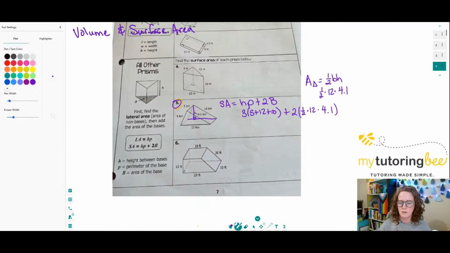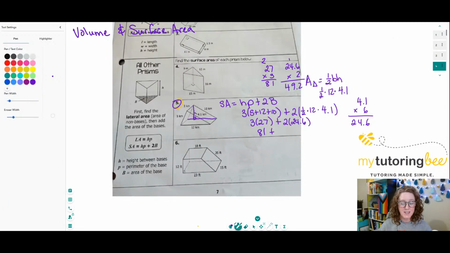So we've got, whoops, not 2, 3 times 27, plus 1/2 of 12 is 6, and then 6 times 4.1, 6, 24, and then our decimal in there. So we've got 2 times 24.6. All right, and then 3 times 27. So I'm just kind of writing this stuff all over the place here because we're just doing this one problem from this page. So that's 21, 6, 7, 8. So we've got 81 plus, and then 24.6 times 2. That's 12, 8, 9, 4.